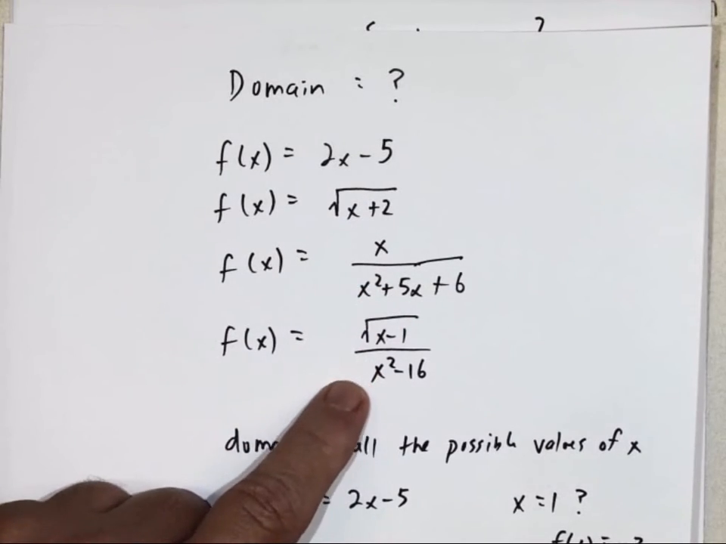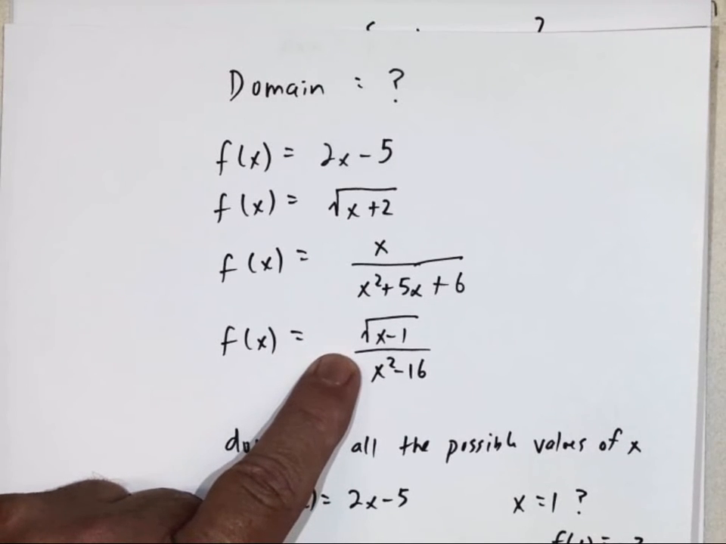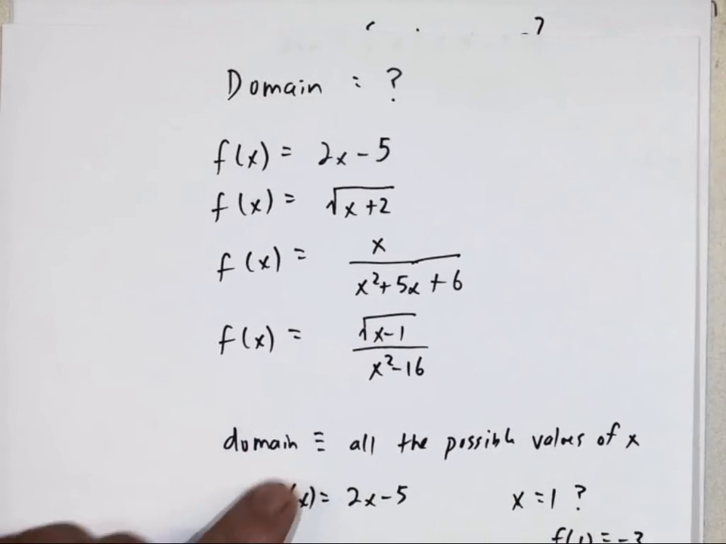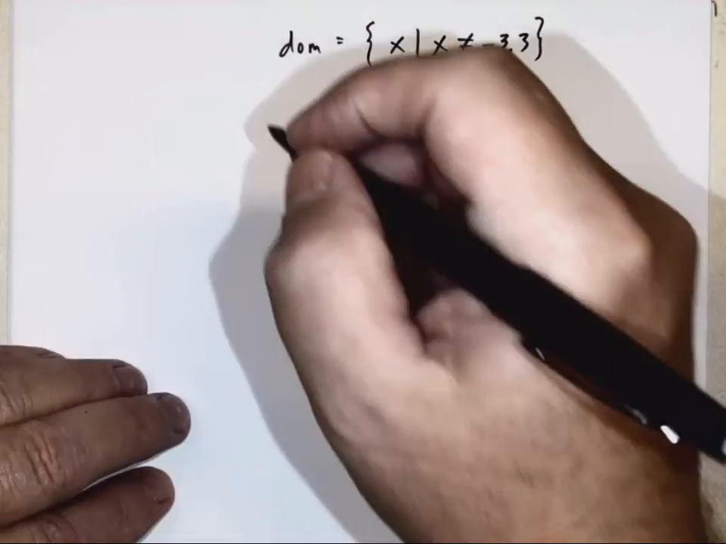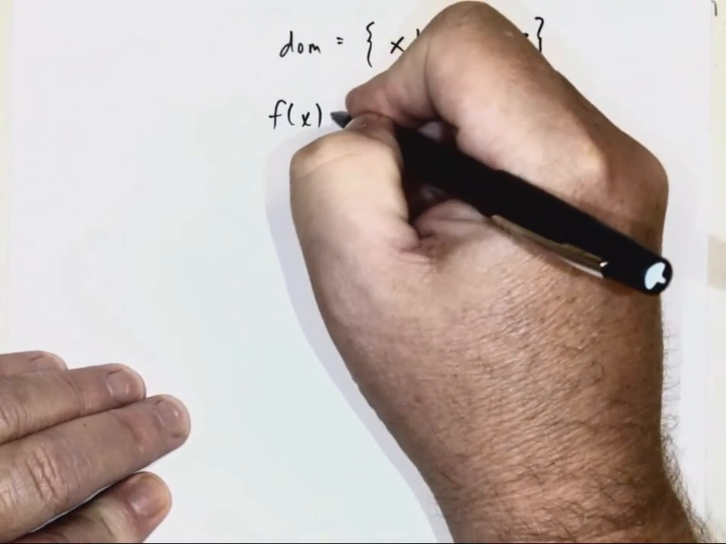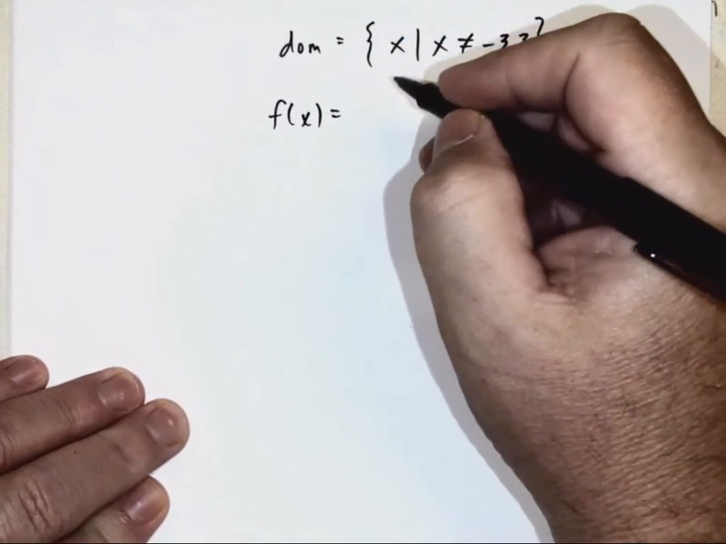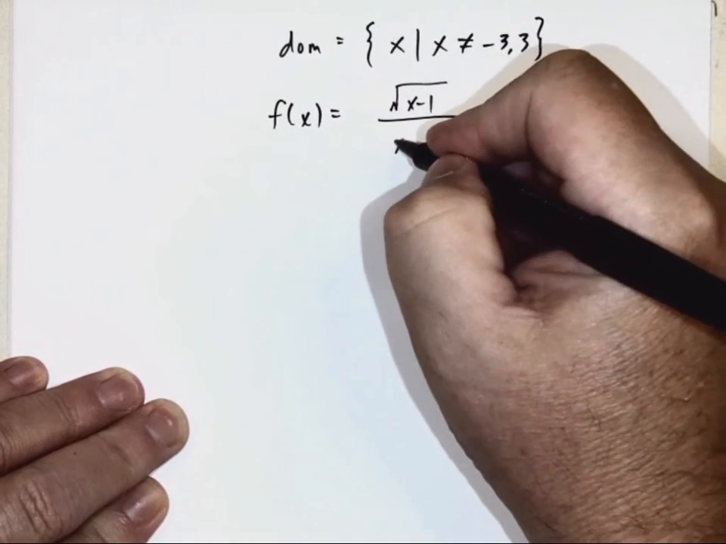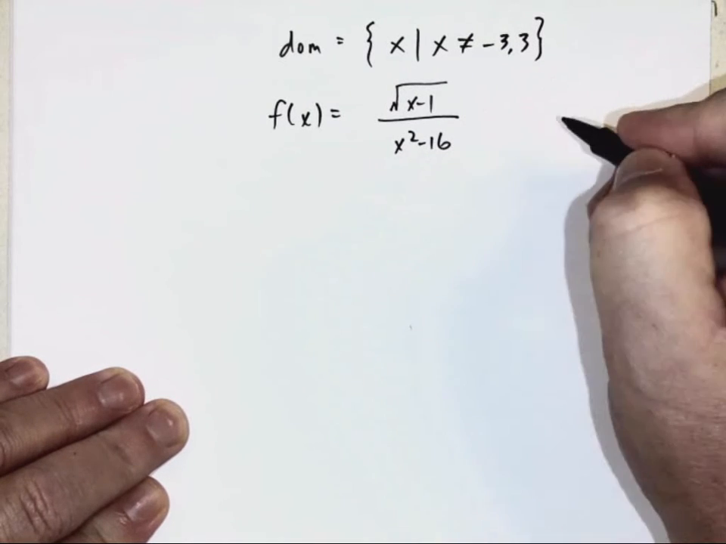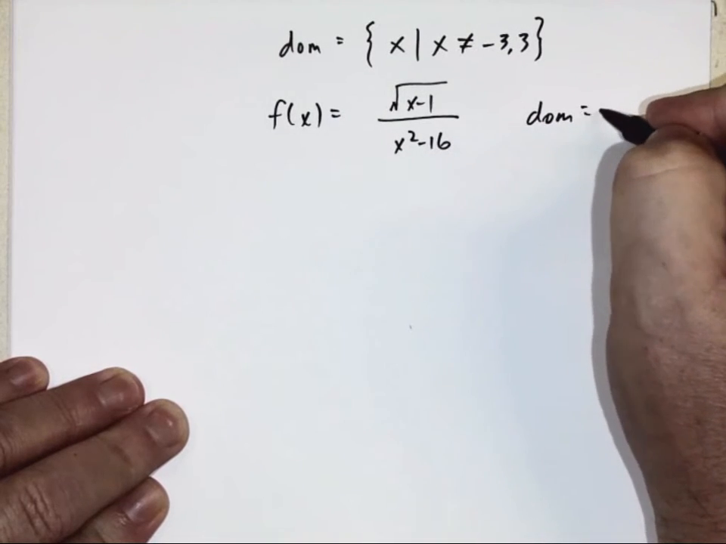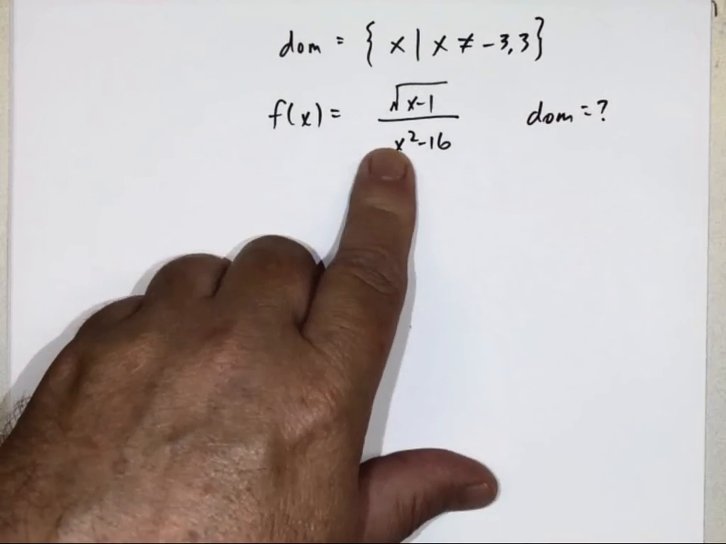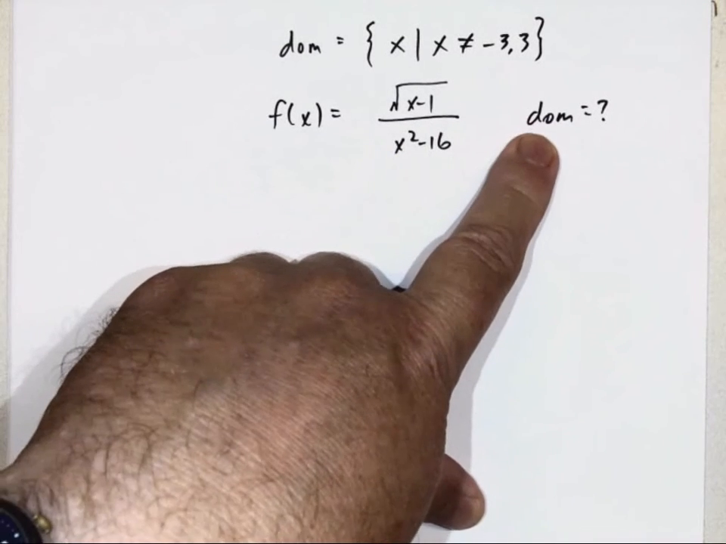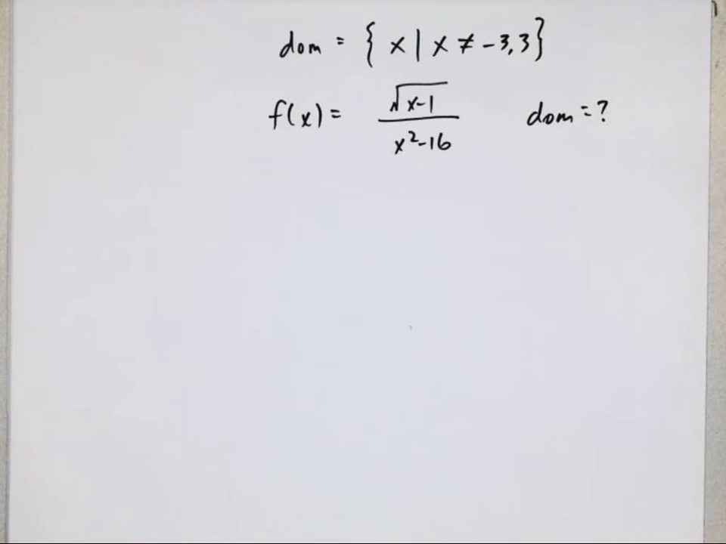But look at this last one. Let's go and do this last one, because we haven't talked about this yet. So let me copy this down. What if you're given this function and you're asked to find the domain? So once again, the starting point is you say, well, I'm going to assume the domain is all real numbers, and then I'm going to see if I have either of my exceptions.